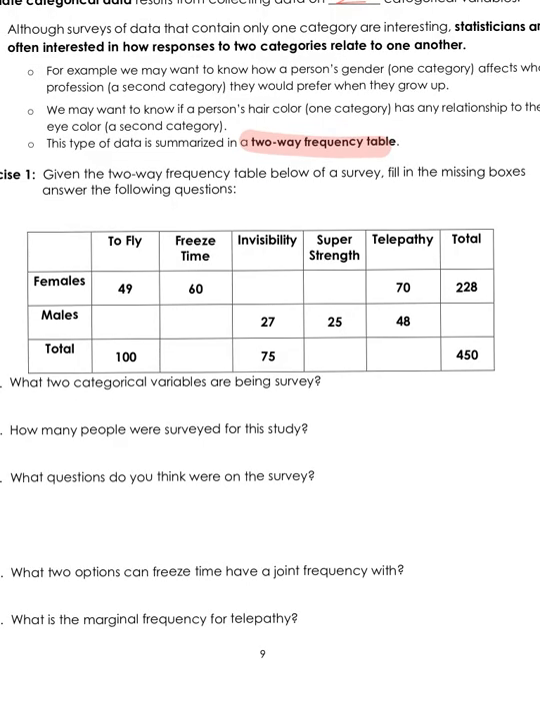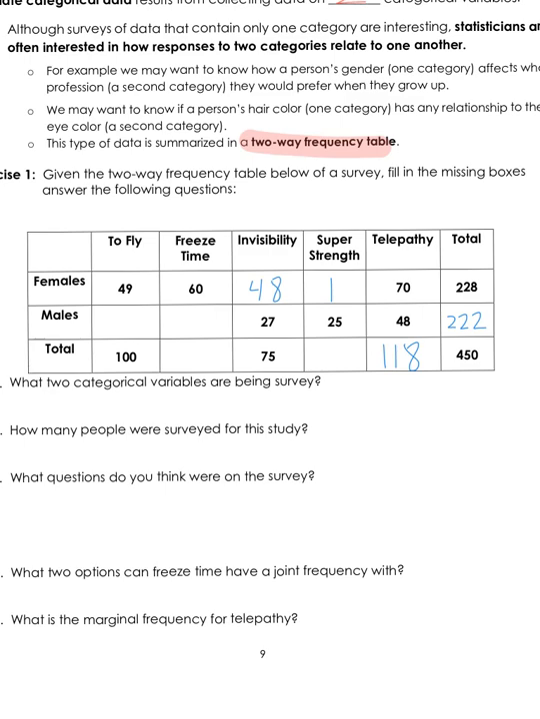Okay, so if I have 450 for my grand total, there's 228 females. That means there must be 222 males. Going over to telepathy, 70 and 48, then that total has to be 118. Moving over to invisibility, I have the total filled in, 75, and if there were 27 males that picked that, then there must be 48 females that chose that. Then the top row for females I can get filled in. If there's 228 total, then the only thing I'm missing, you would use a calculator for this, is 1.